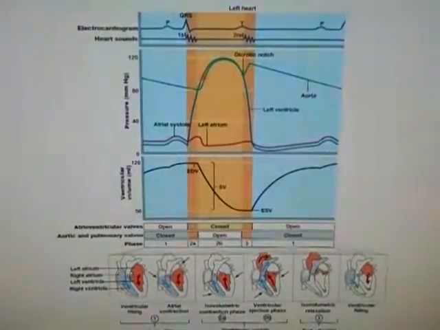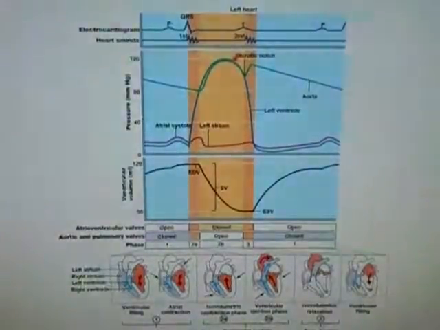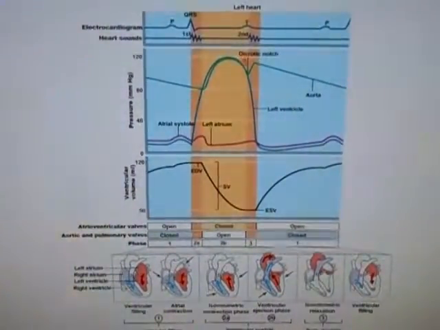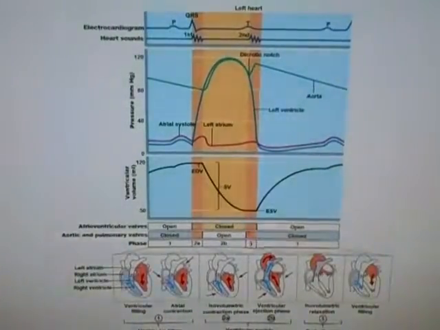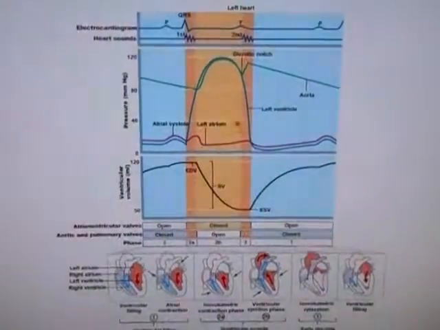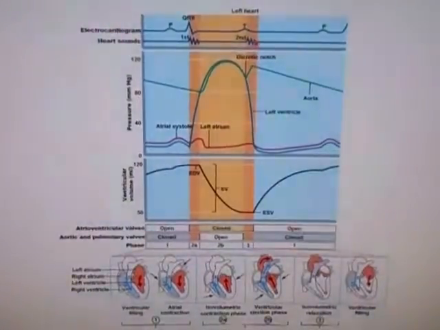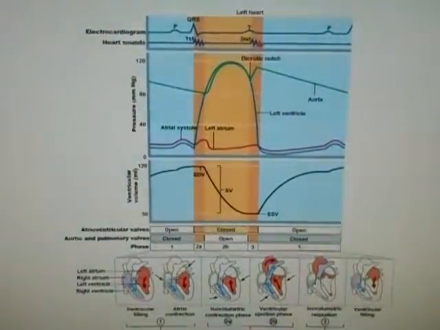During ejection phase, those semilunar valves will open, but when the pressure in the ventricle dips below that of the aorta, the semilunar valves close again, and the closure of those valve flaps slapping together creates the second heart sound, which is S2.